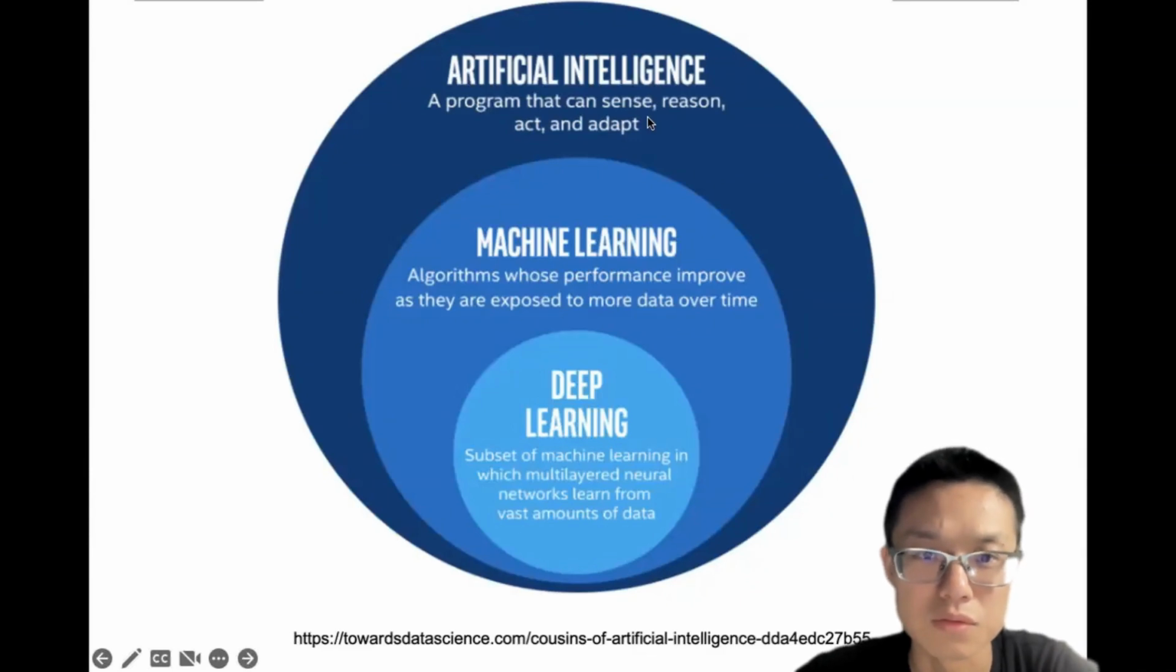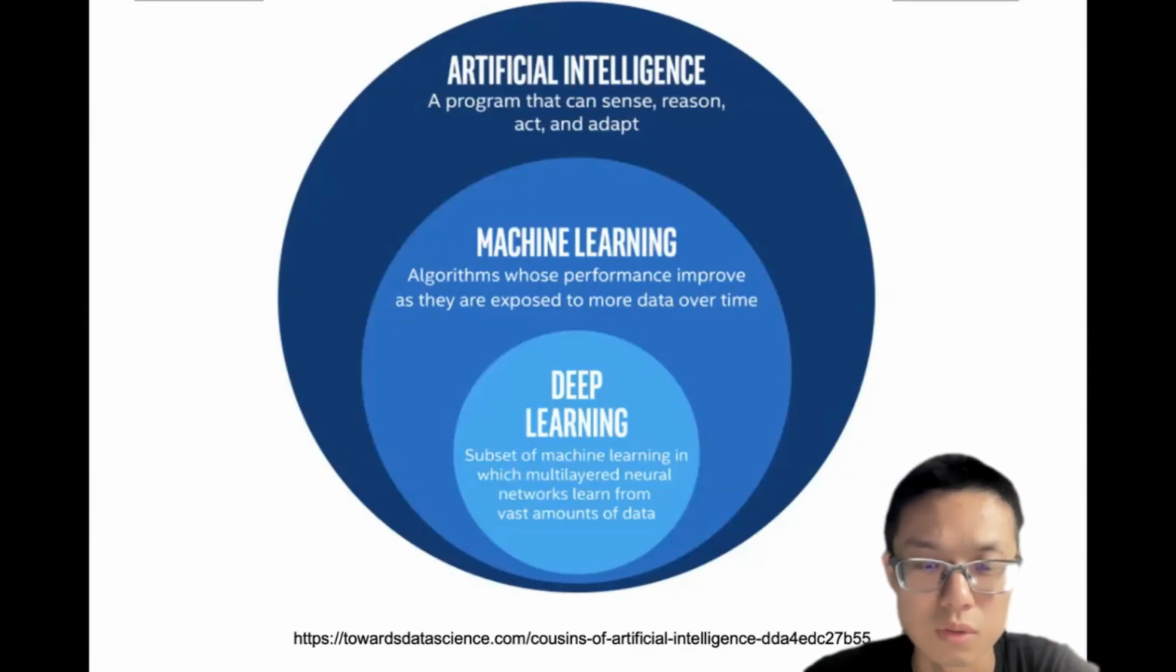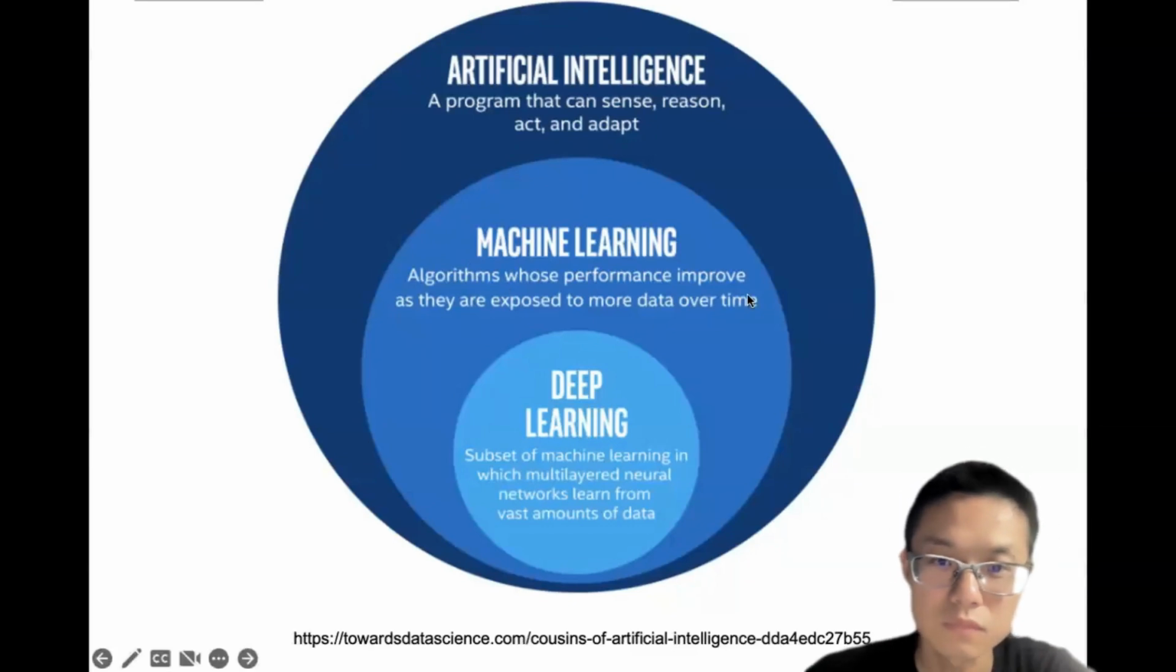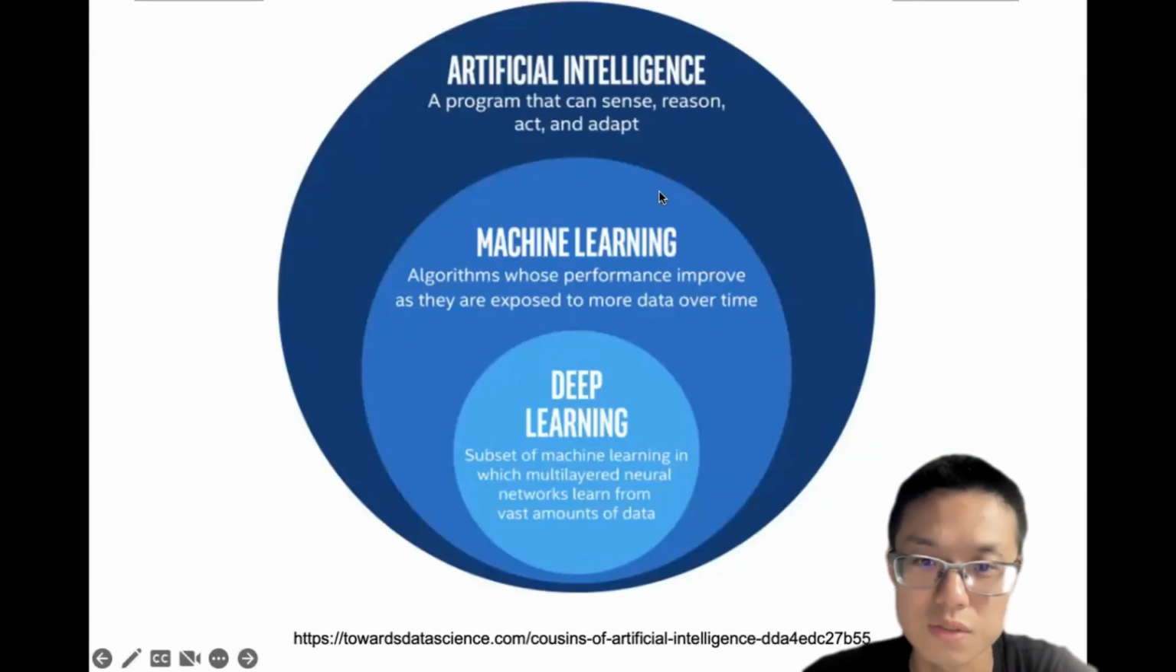In general, artificial intelligence can have a very broad scope. Basically, it means having human-like intelligence, so you've got a program that can sense, reason, act, and adapt. To achieve artificial intelligence, machine learning is very important, because we want to use machine learning to develop algorithms whose performance can improve as they learn from more and more data, learn from experience. So it's a smaller scope within artificial intelligence.